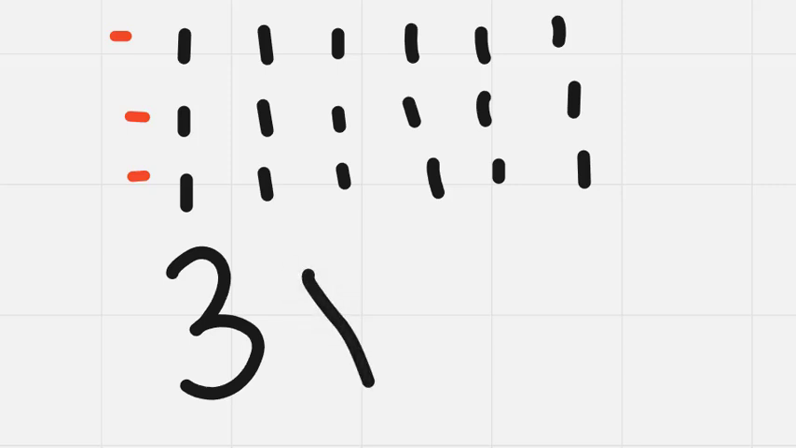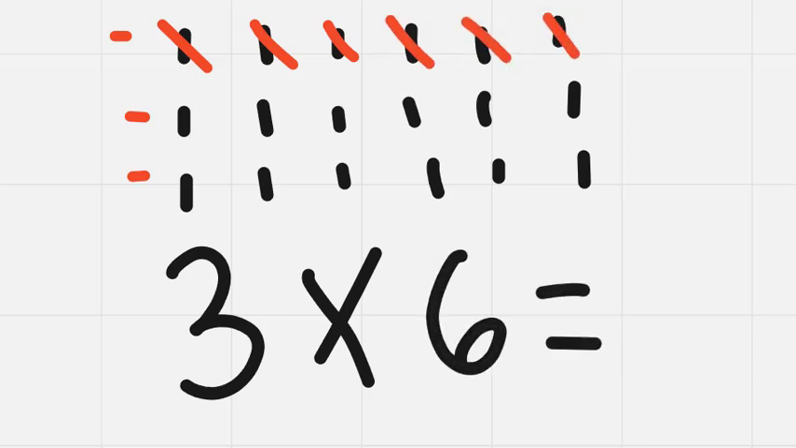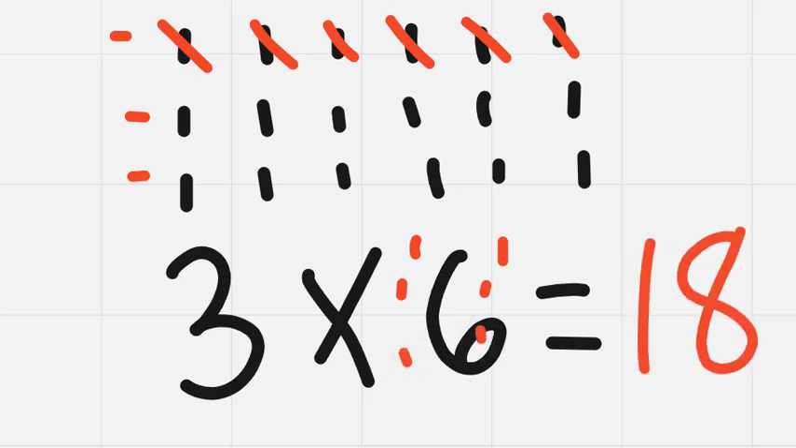First, we'll count the rows. 1, 2, 3. 3 is our first number. Next, we'll count how many in each row. 1, 2, 3, 4, 5, 6. There's 6 in each row. Now we have to multiply. I'm going to count by 3. 3, 6, 9, 12, 15, 18. 3 times 6 equals 18. Be sure to check your work.